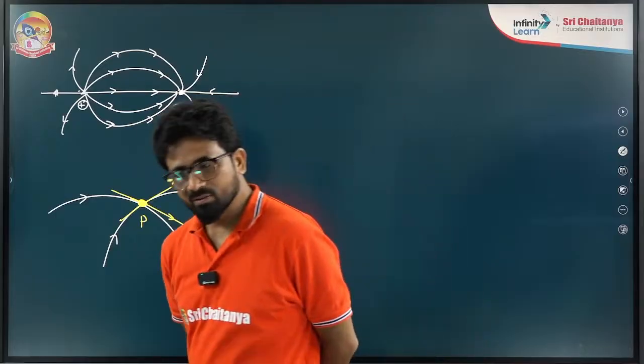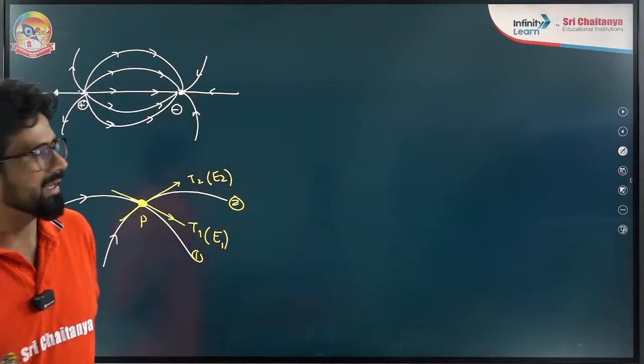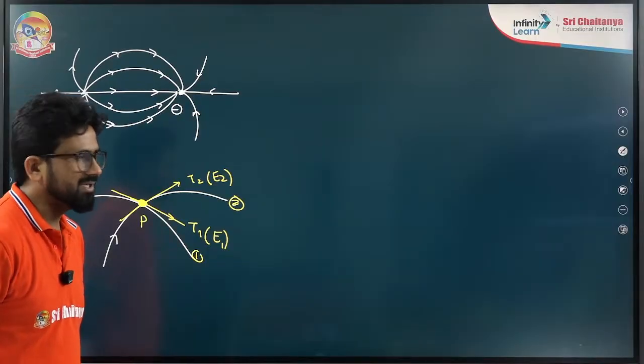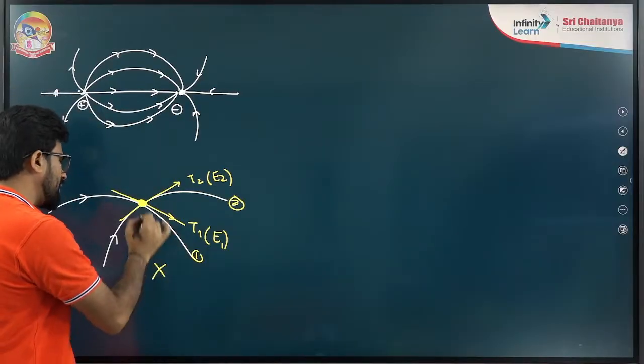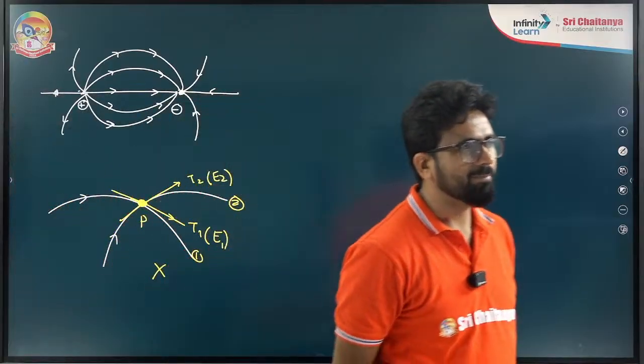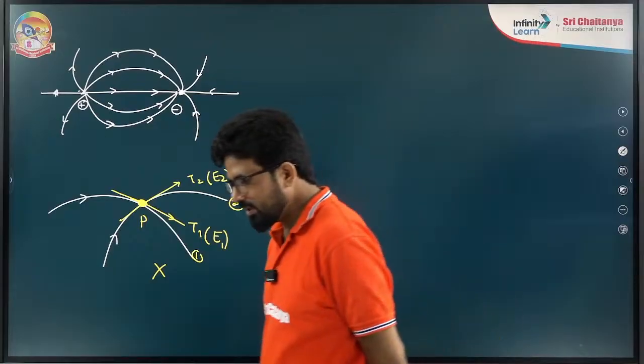That means at the same point the electric field cannot have 2 different directions. Cannot have 2 different directions. That means this is possible or not possible? It is possible or not possible, beta? Reply. It is possible or not possible?